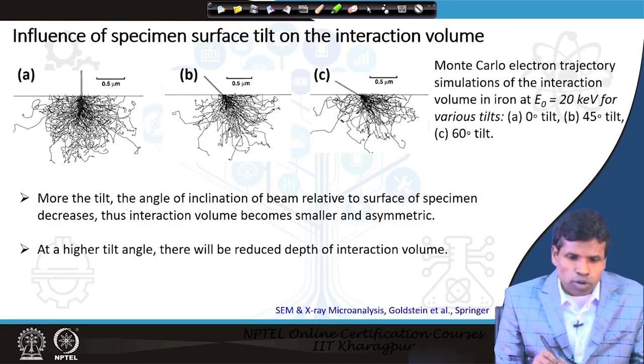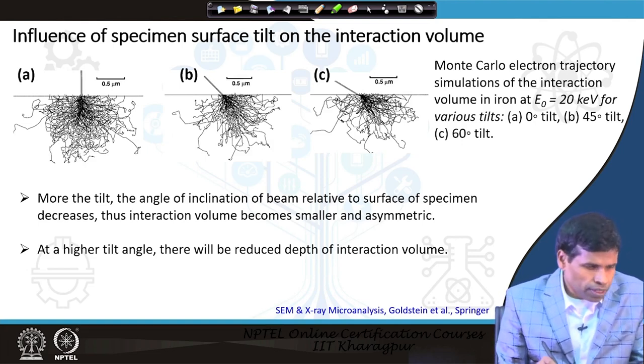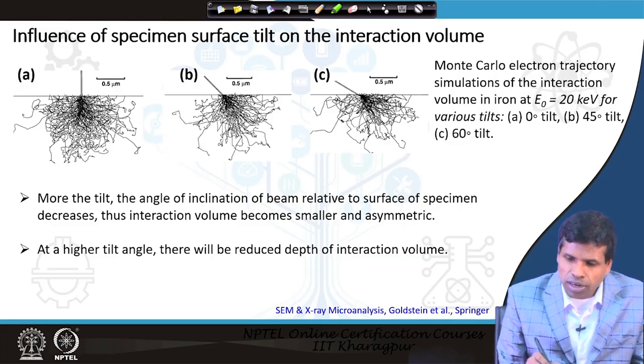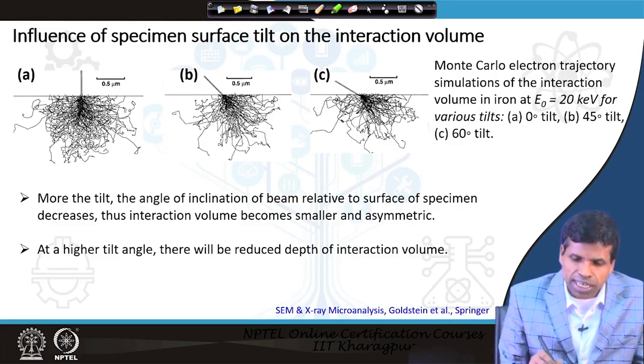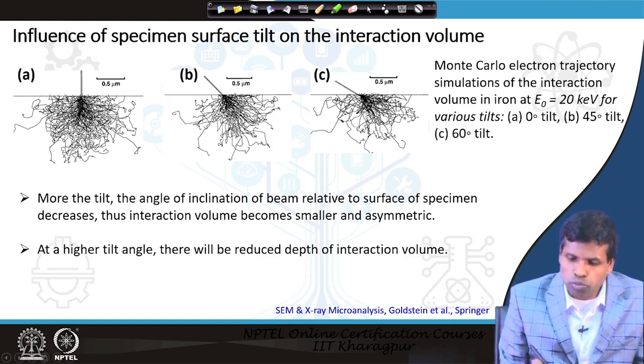Then the influence of specimen tilt on the interaction volume. As we tilt the specimen, the interaction volume also changes. With more tilt, the angle of inclination of the beam relative to the surface of the specimen decreases, and thus the interaction volume will be smaller. At the same time, it will be asymmetric, and at a higher tilt angle, there will be reduced depth of interaction volume.